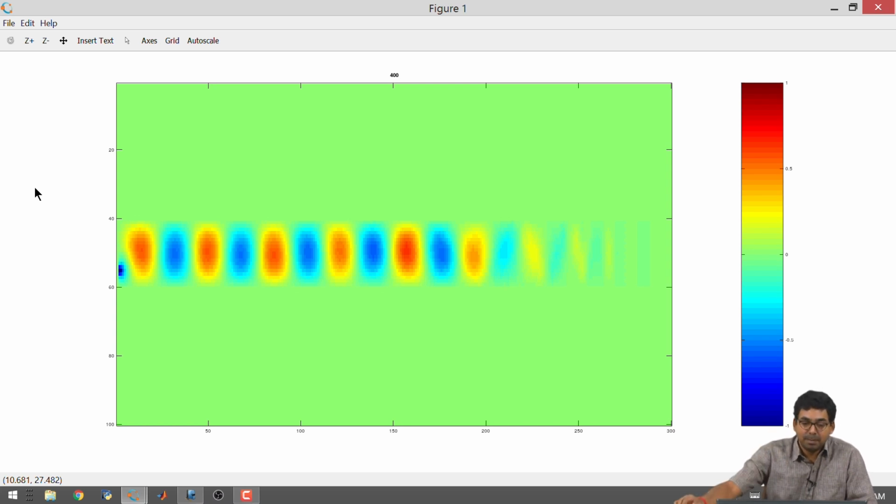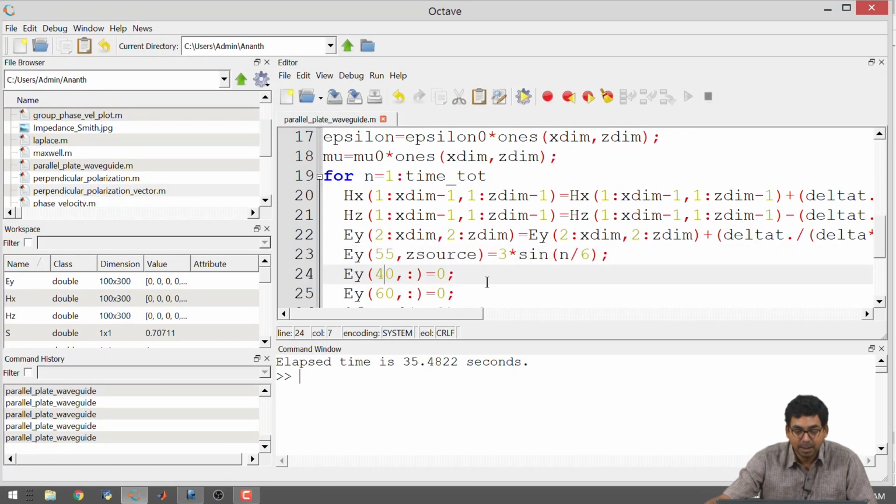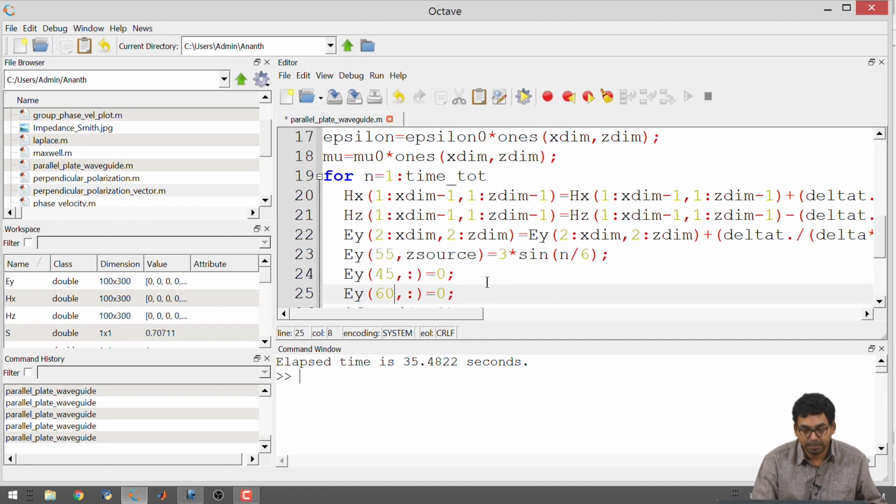So, it really does not matter. In order to validate this theory, what we will do is make the waveguide even narrower and make the source highly asymmetric, that is, almost touching one of the conductors. So, I will make it 45 to 55 and put the source at the 54th point.